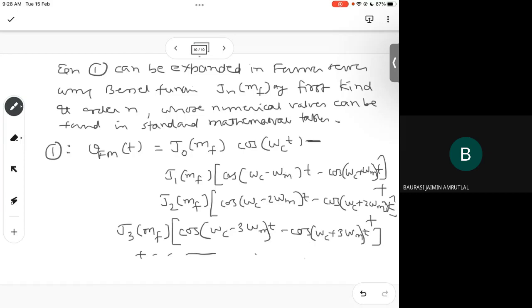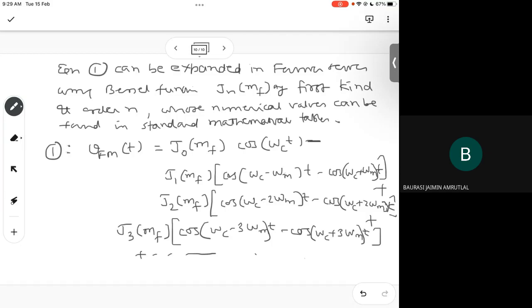If you see here, unlike in AM, which is a product of two sine functions, because of which you get the sum and the difference of the two frequencies, that means omega_c minus omega_m and omega_c plus omega_m, where angular frequency is 2 pi f. So only two side bands were possible, and my maximum bandwidth was twice f_m, or twice omega_m.